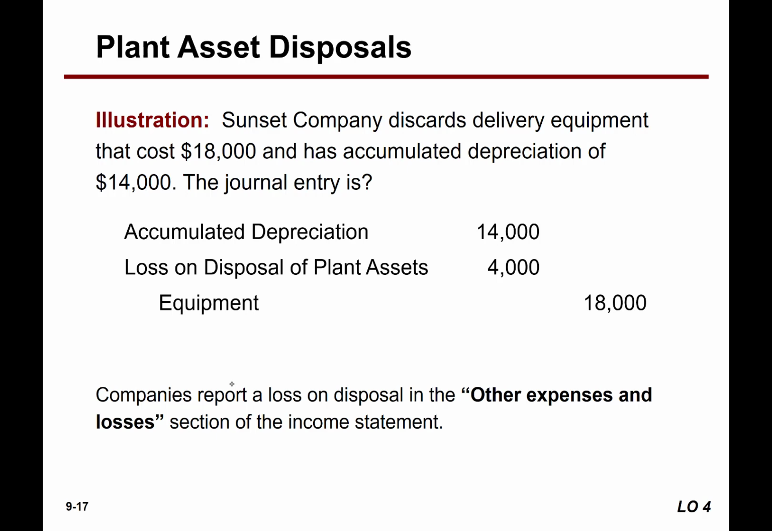Where do I report this loss? No, the accumulated depreciation is a contra asset. The equipment is an asset. It says on the income statement it's a loss. Okay, the income statement. At least I'm not reading the slides, Steve. Okay, it said that. So it's a loss, isn't it? And I report it on the income statement. Where on the income statement?